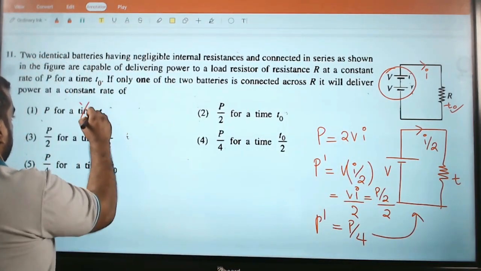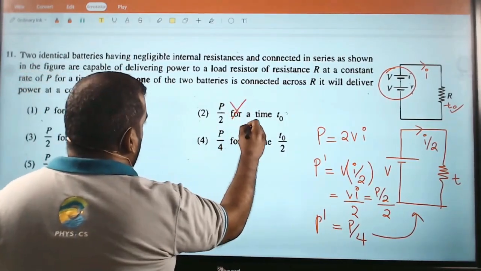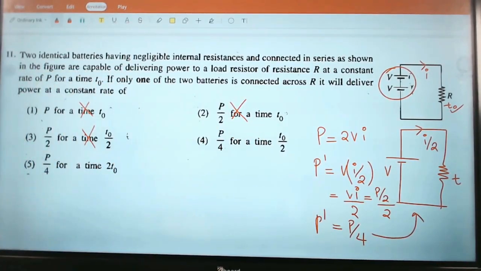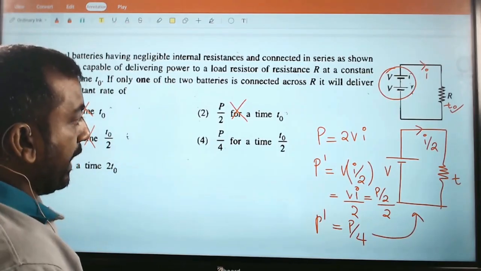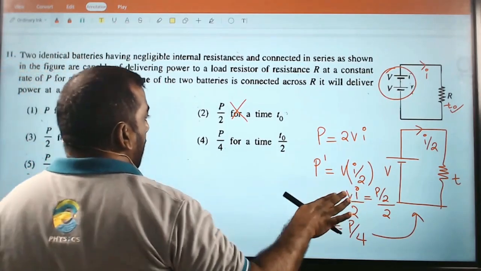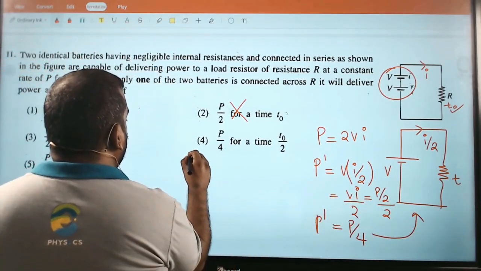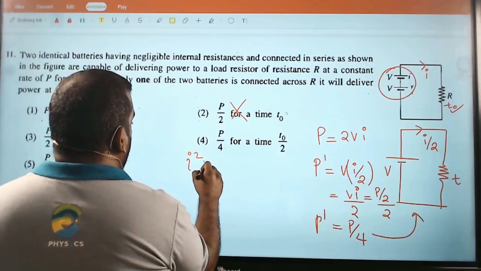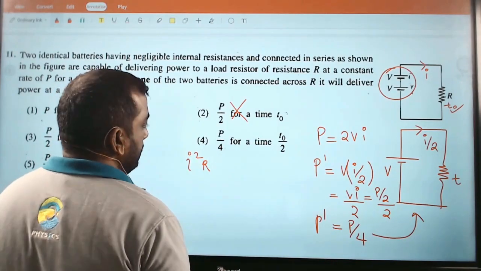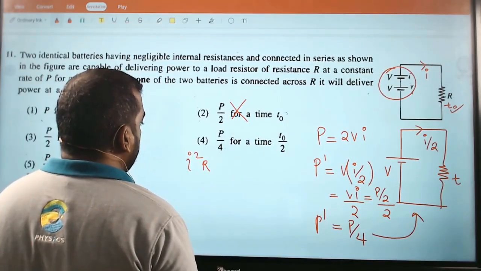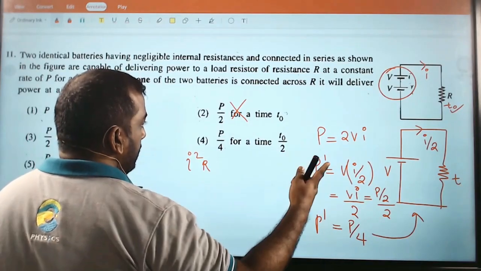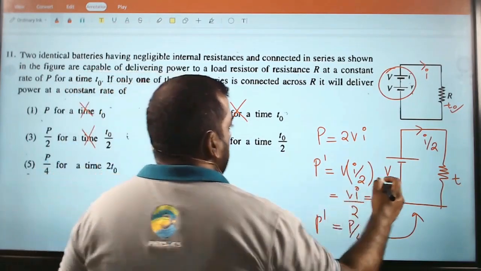So these are wrong, these are wrong, these are wrong. One of the 2 answers. So now how will you find the time taken? Power supply, I squared into resistance. Power absorbed by the resistor. Here you go.